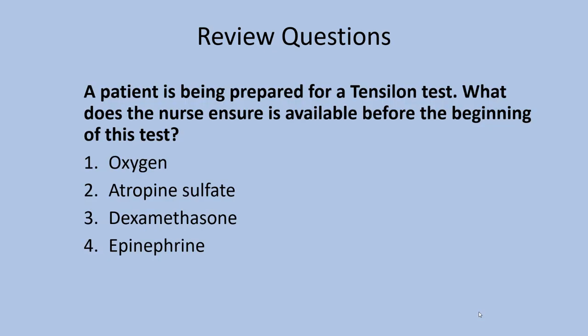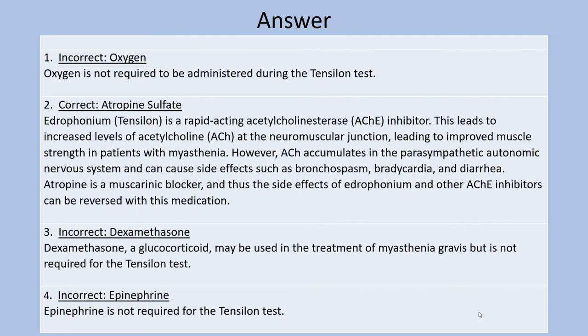Okay, a patient is being prepared for a Tensilon test. What does the nurse ensure is available before the beginning of this test? Oxygen, atropine sulfate, dexamethasone, or epinephrine. It's going to be atropine.